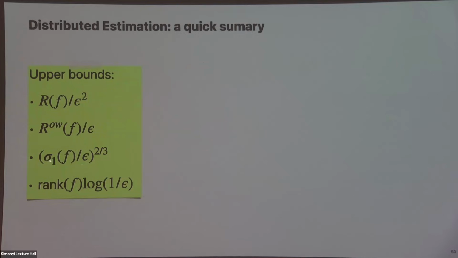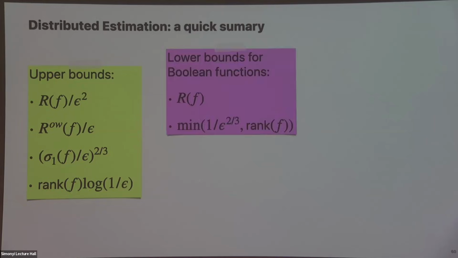If the communication matrix has bounded operator norm, you can always get that divided by epsilon raised to 2/3. So if your matrix has small operator norm, it's not particularly hard. You can get 1 over epsilon to the 2/3. There's also this other upper bound, which shows why you need to talk about matrices of large rank. Otherwise, you can do things logarithmic in epsilon.